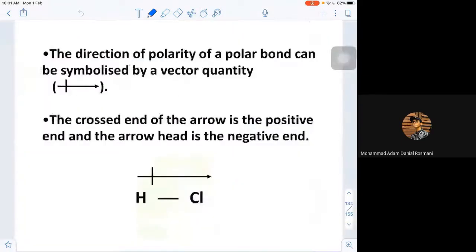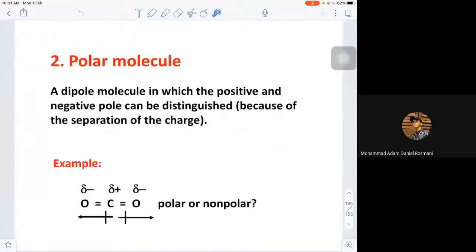And then we always show the polarity of the bond by using this vector quantity, this symbol, this cross and arrow, in which the cross end is at the one that is more electropositive and the arrowhead at the one that is more electronegative. So that is polar bond.